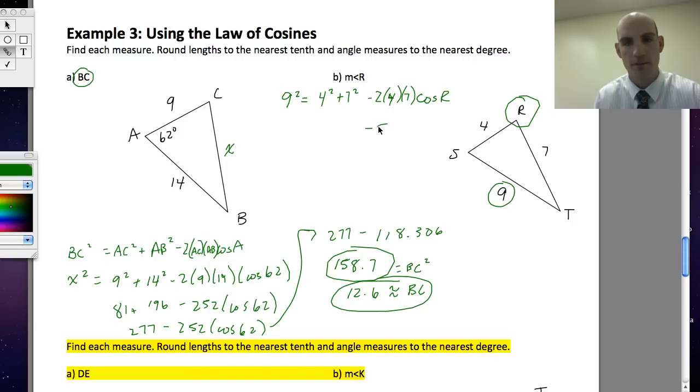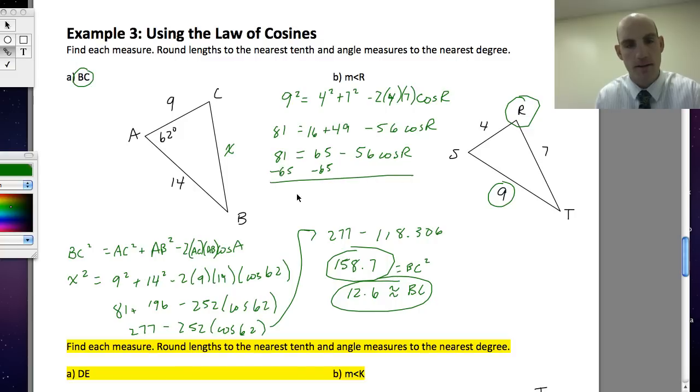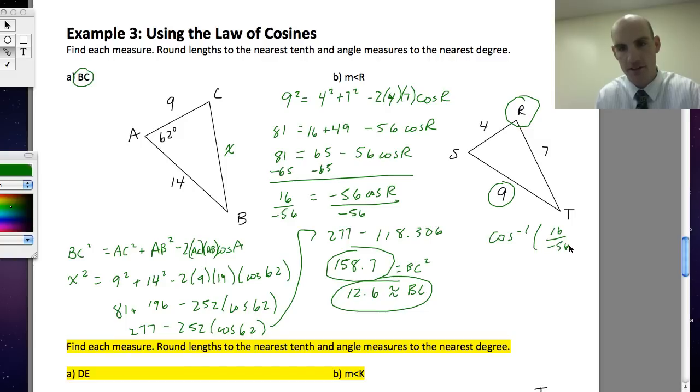So this is 2 times 28, 56 cosine of R, and this is 16 plus 49, and that's 81. 16 plus 49, 65, minus 56 cosine of R equals 81. So I'll subtract 65. I get 16 equals minus 56 cosine of R. I'll divide by minus 56. So 16 divided by negative 56, and I'm going to take the inverse cosine of that.